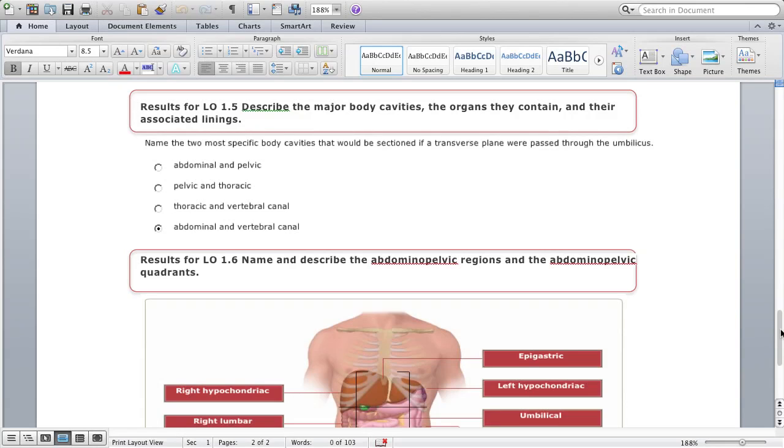And the umbilicus is right at the level of your lumbar vertebrae. Your spinal cord ends at the superior border of lumbar vertebra number 2. So if you were to cut the body in half into top and bottom, you would, of course, transect the abdominal cavity, but you would also cut through the spinal column, which is the vertebral canal.